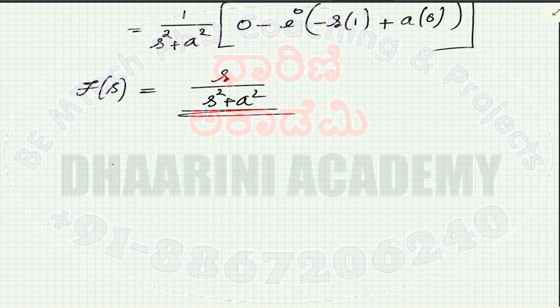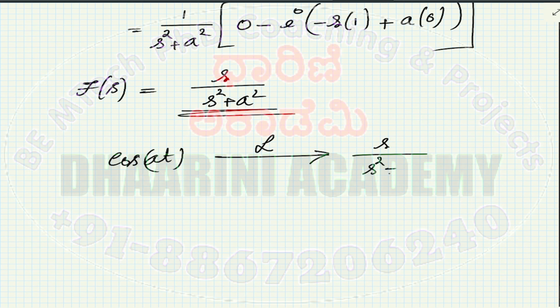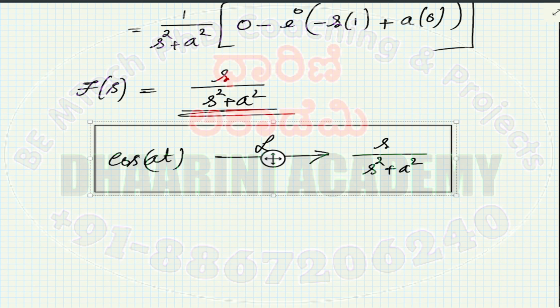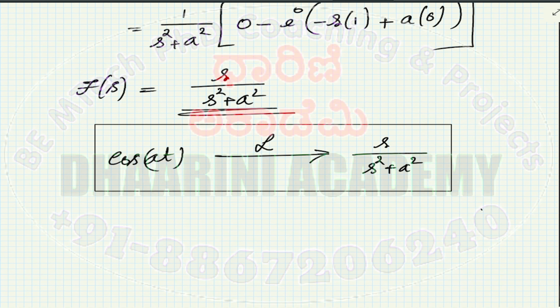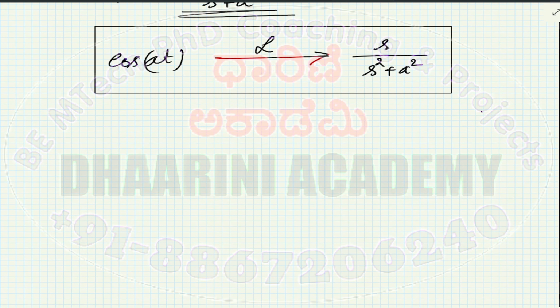So the next entry in our table will be a cosine function, that is cos of at, will have its Laplace transform as s by s square plus a square. All right, so this is the next entry in our table. All right, let's proceed further.